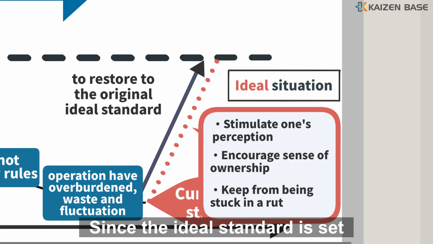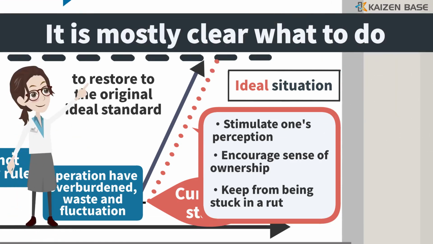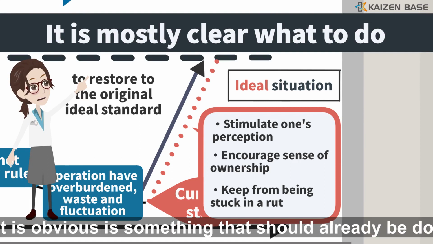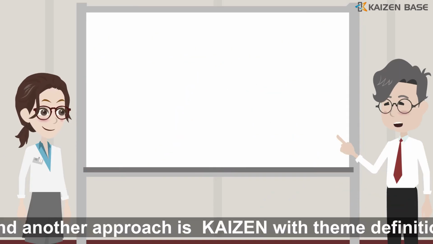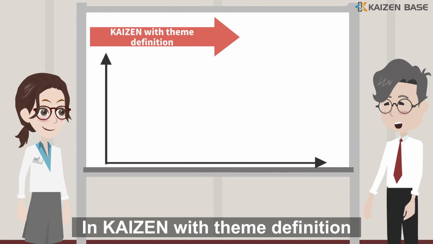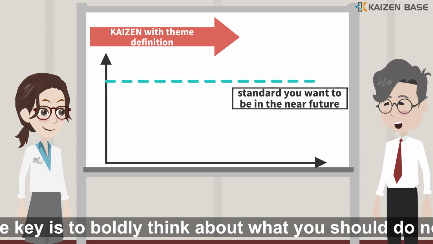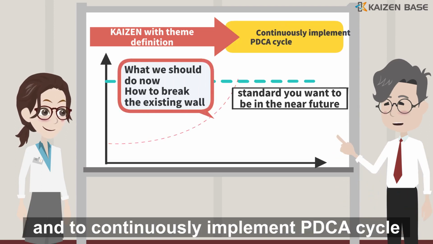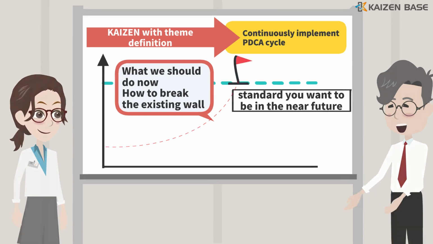Since the ideal standard is set, it is mostly clear what to do. Is Kaizen to restore to the original state obvious, something that should already be done? Exactly. And another approach is Kaizen with theme definition. In Kaizen with theme definition, you set the standard you want to be in the near future. The key is to boldly think about what you should do now and how to break the existing wall and to continuously implement PDCA cycle in order to reach how we want to be.